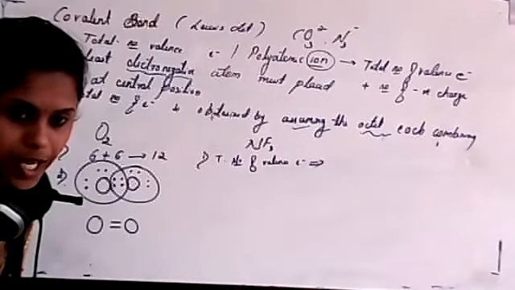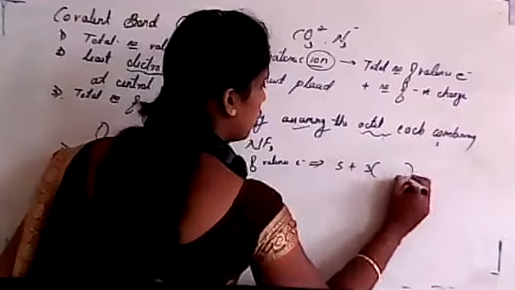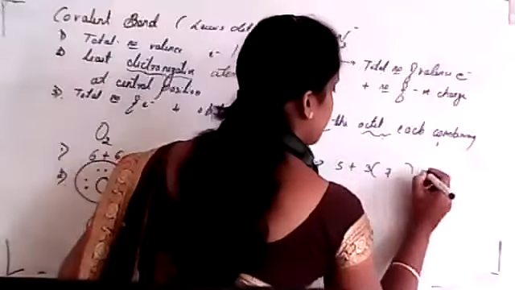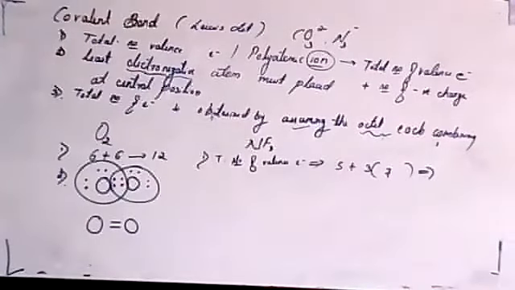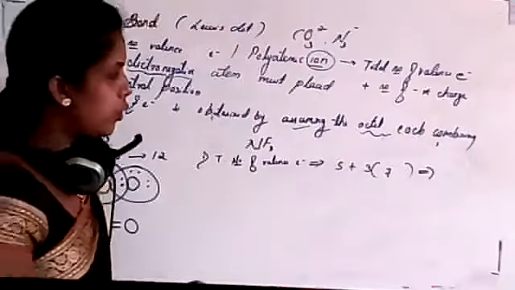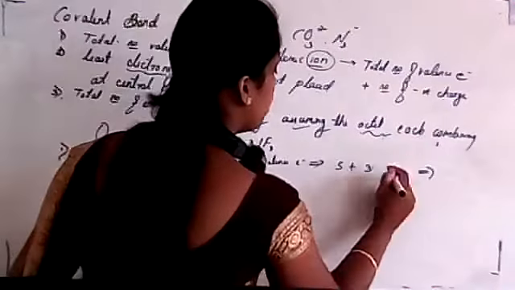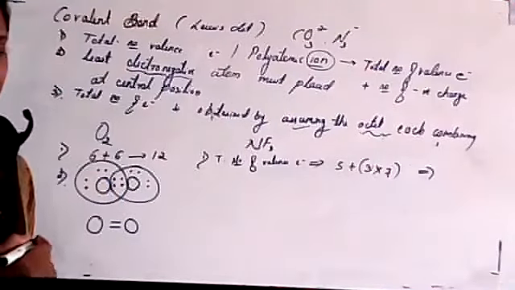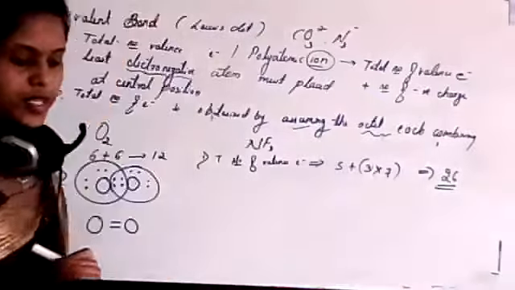Yes, it is 5. Then 5 plus 3 times the number of valence electrons for fluorine. Yes, 7. So that is 7 times 3 plus 5. Yes, 26. The total number of valence electrons is 26.